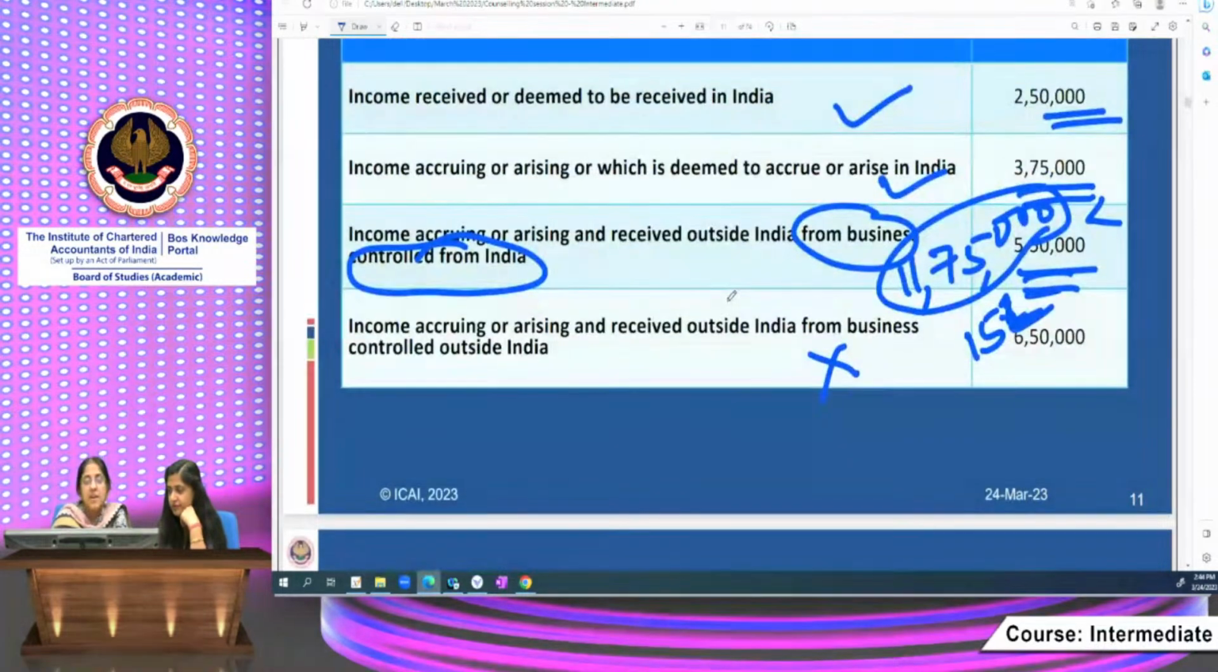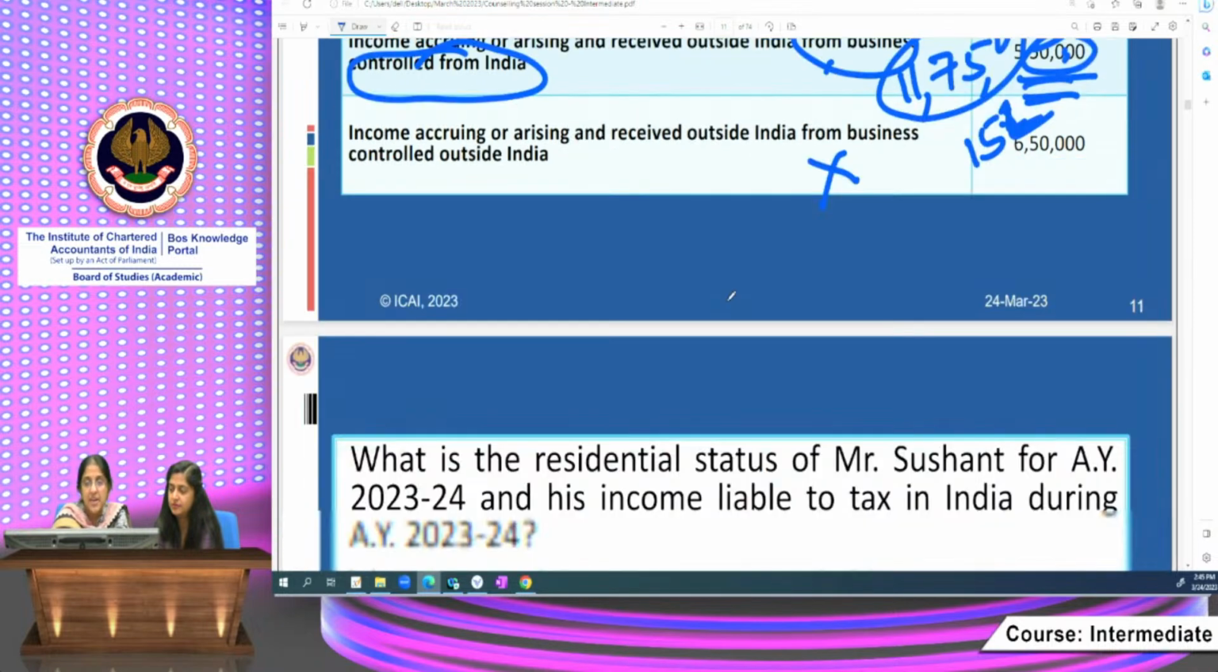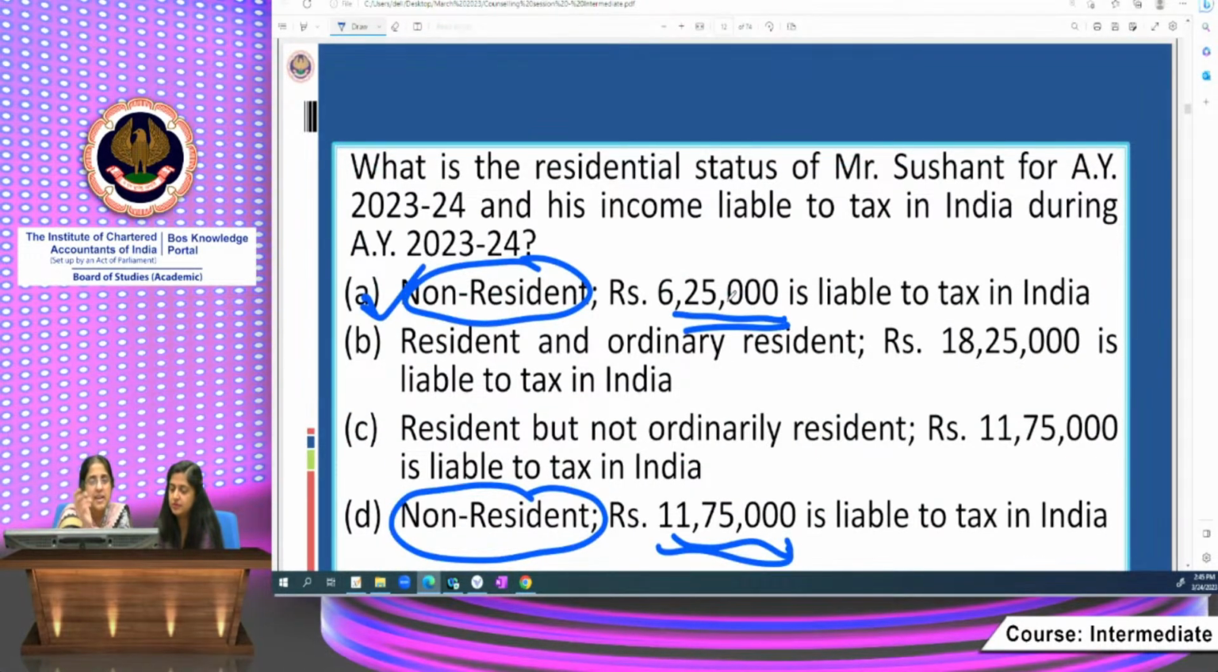But in case of a non-resident, we determined that 11 lakh, adding 5,50,000, only to determine whether that limit of 15 lakh is being complied with. Now that condition is not satisfied, he has become a non-resident. For a non-resident, even if it is derived from a business controlled from India, it won't be taxable in his hands. Only these two incomes will be taxable in the hands of a non-resident: income deemed to be received in India or income accruing or arising in India. So it will be 2 lakh 50 plus 3 lakh 75, 6 lakh 25,000. A is the correct option in this case.